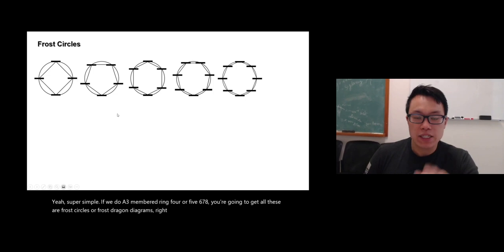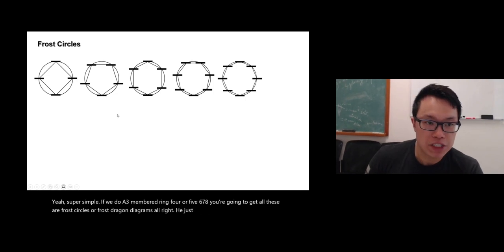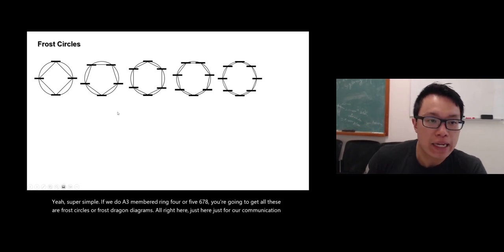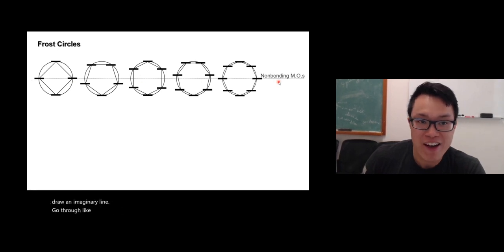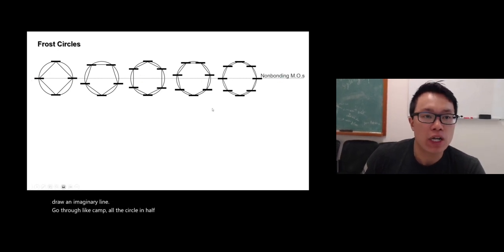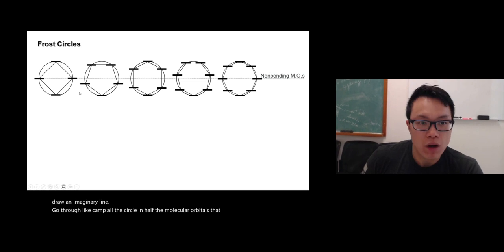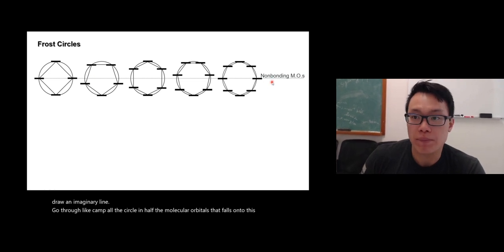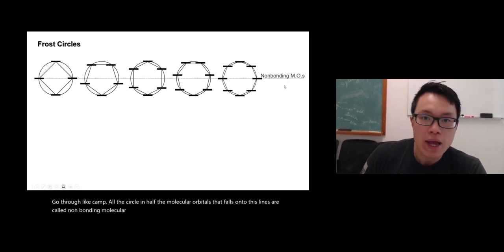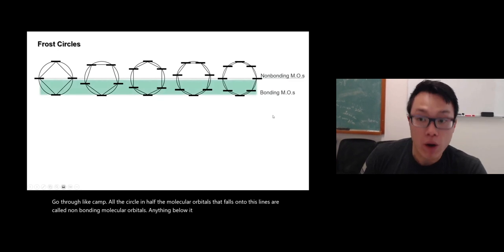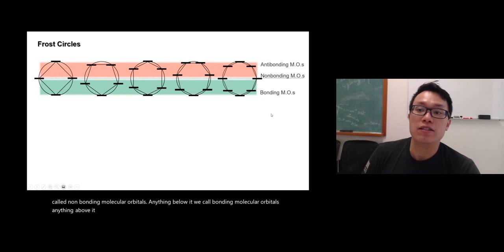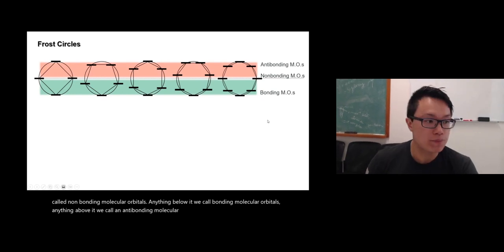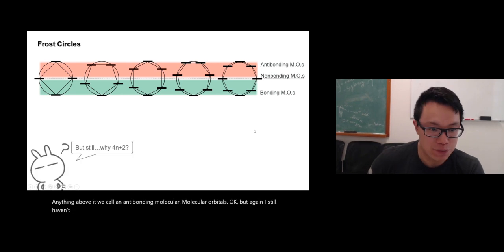All right, just for our communication, if you draw an imaginary line that cuts the circle in half, the molecular orbitals that fall onto this line are called non-bonding molecular orbitals. Anything below it we call bonding molecular orbitals. Anything above it we call anti-bonding molecular orbitals. But again, I still haven't answered why 4n plus 2.